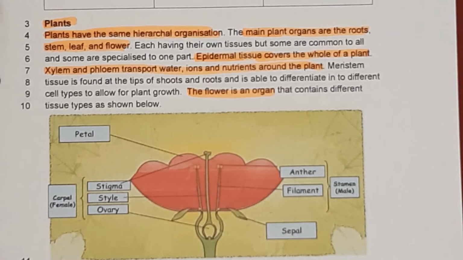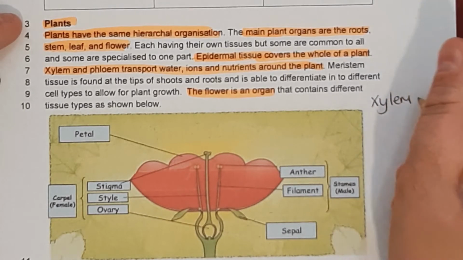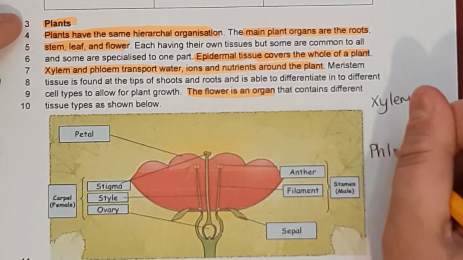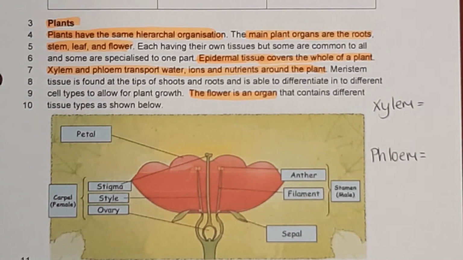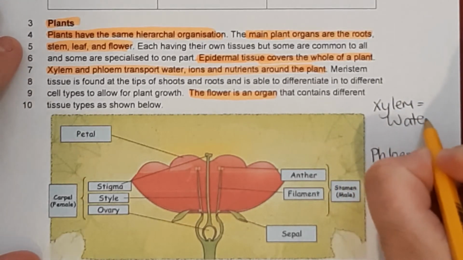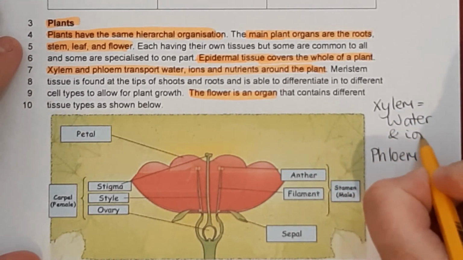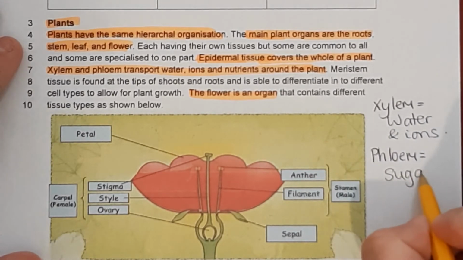Now what you do need to know a little bit here is about the xylem and the phloem. So we need to know, what does the xylem transport and what does the phloem transport? Do you know? So the answer is that the xylem transports water and mineral ions. Okay, and the phloem transports sugar.